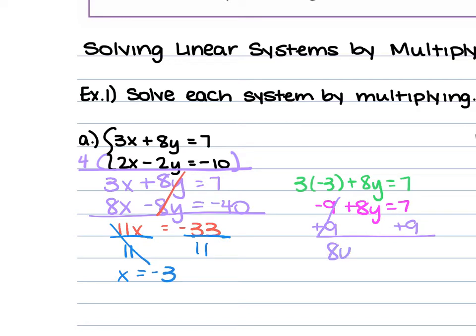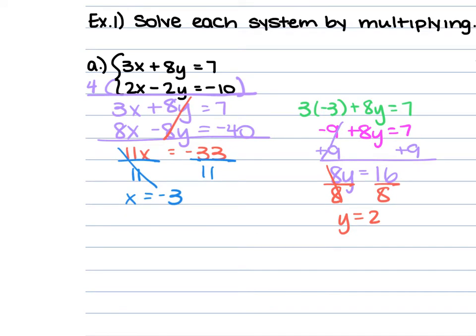We have 8y is equal to 16. And then we divide each side by 8. And we get that y is equal to 2. So this gives you the ordered pair negative 3, 2 for a solution.